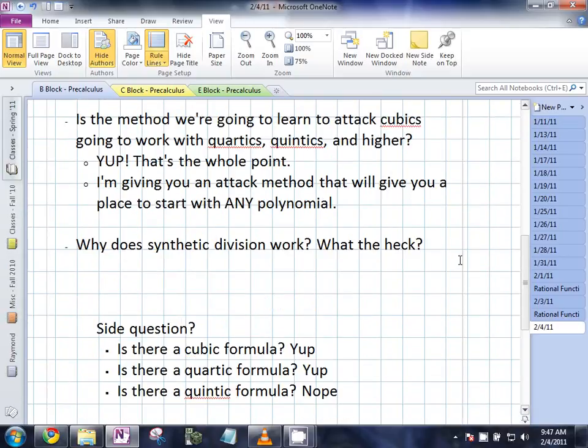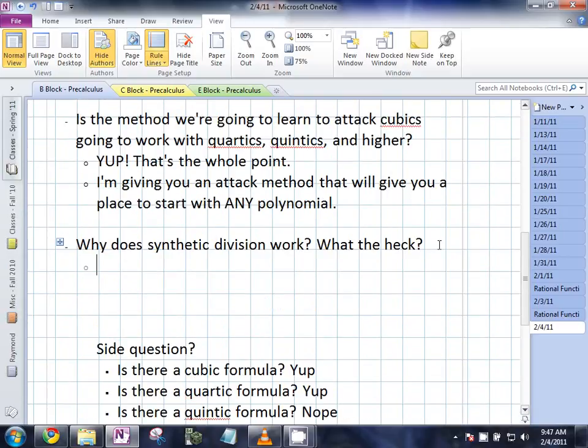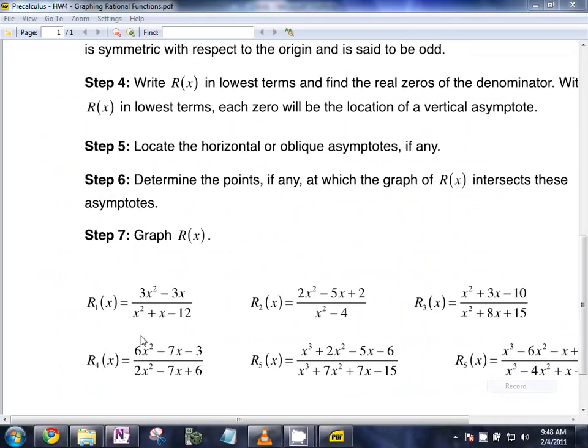Okay, why does synthetic division work? What the heck? Yeah, that's what we're going to practice. Sound fun? Okay, let's pause. Let's talk about R4.